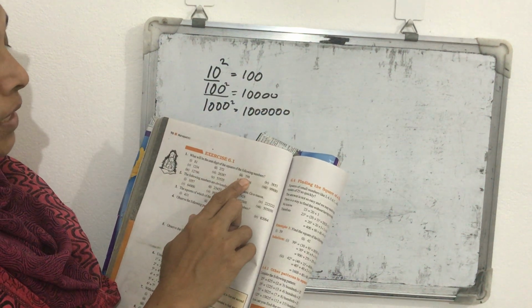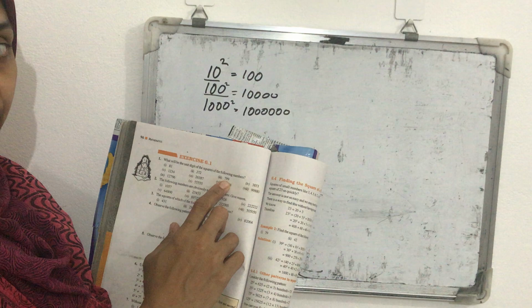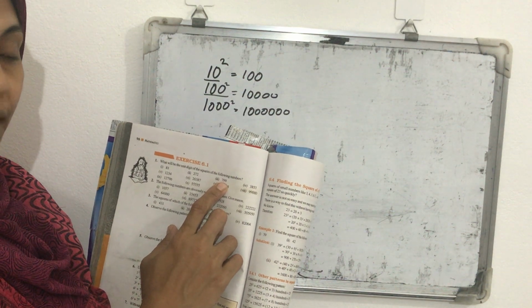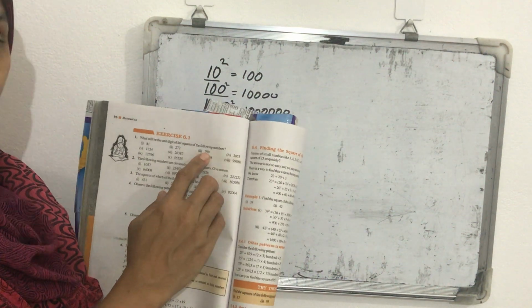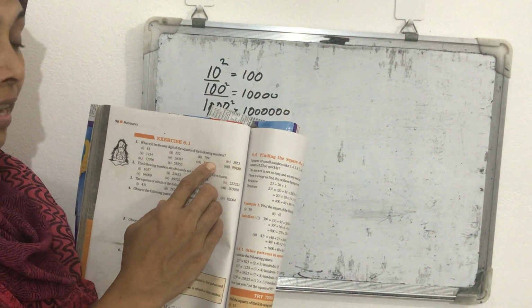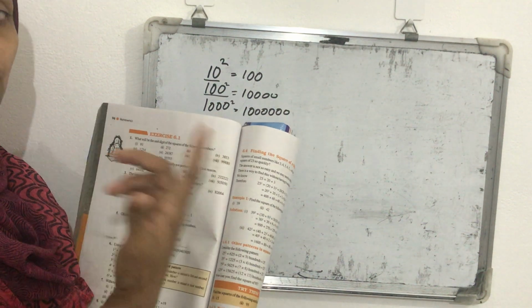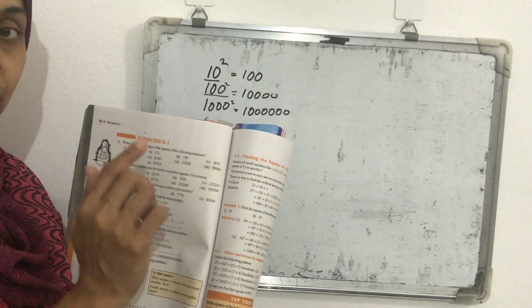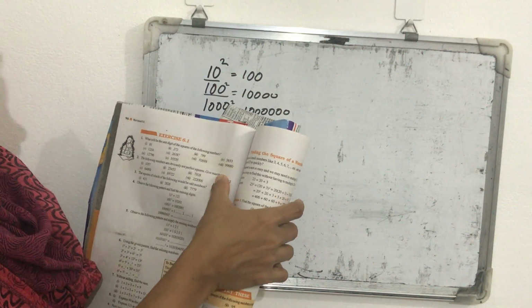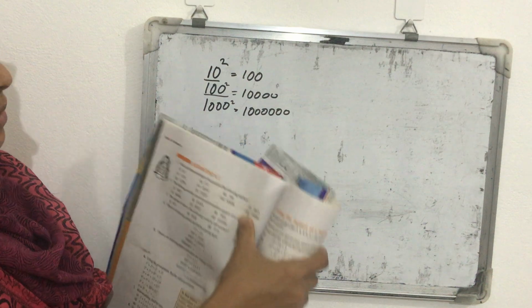Now next number is 799. What is the units place here? 9. 9 squared we know. What is 9 squared? 81. So in its units place it will be 1.